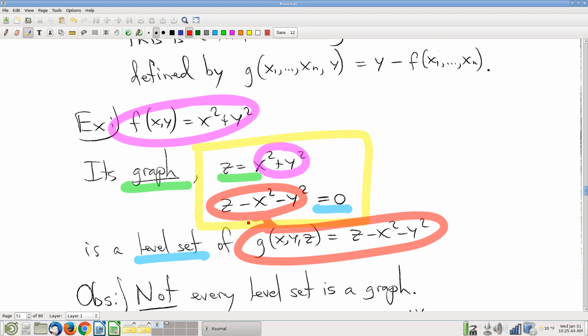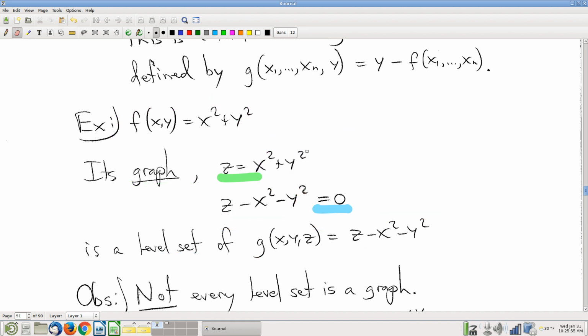Yeah. So this level set of G and this graph of F are exactly the same thing. They're both this same surface, this familiar surface that we talked about a long time ago. This is a paraboloid in R3.